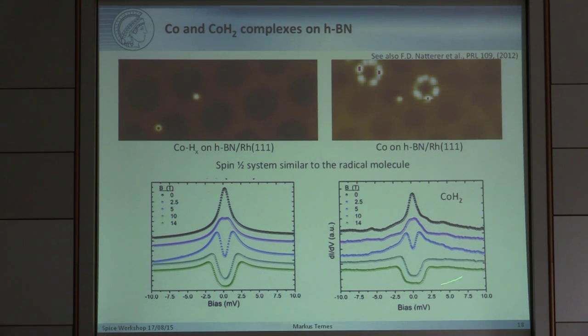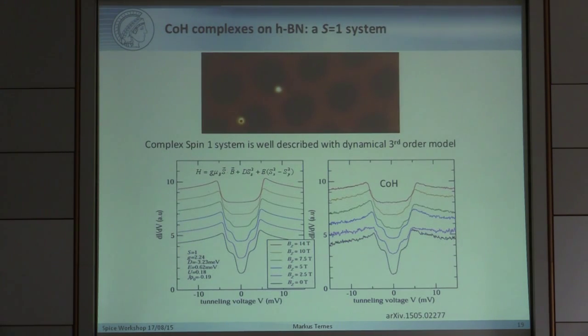We see cobalt hydrogen 2, which shows a Kondo effect. So here you see the Kondo peak splits with a magnetic field. Here is a simulation, well, this we had just before, we skip this. And then we see here cobalt hydrogen, which behaves like a spin 1 system. So you see here 2 steps, that is the zero field data, and this is increasing magnetic field. You see here 2 steps of approximately the same intensity, which change in magnetic field, similar to the iron case Cyrus showed.